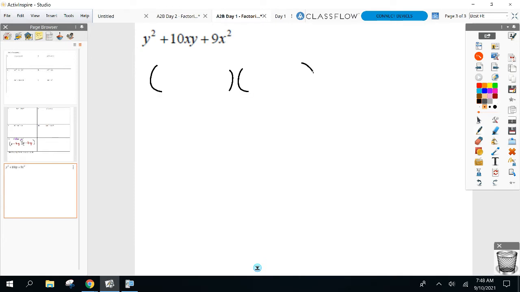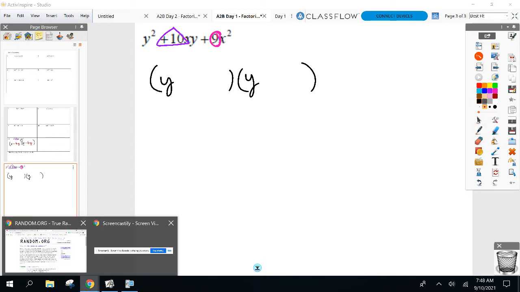Play the game now. What are you going to put in the first 2 spots now? Y and y to get y squared. All right. Now I'm thinking to myself, 2 numbers that multiply to 9, but at the same time add to 10. Okay, 2 numbers multiply to 9, but add to 10, and then I'll put x's with them at the end. Numbers that multiply to 9, but it'll give me 10.